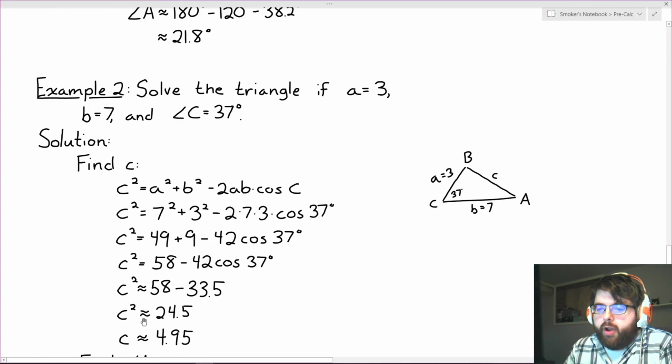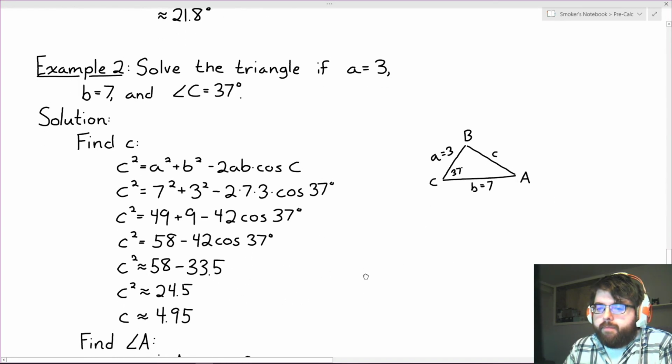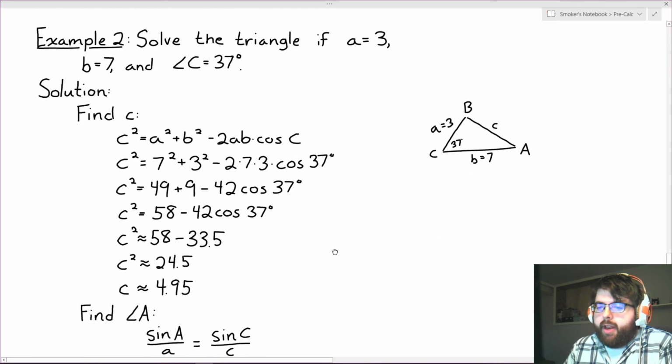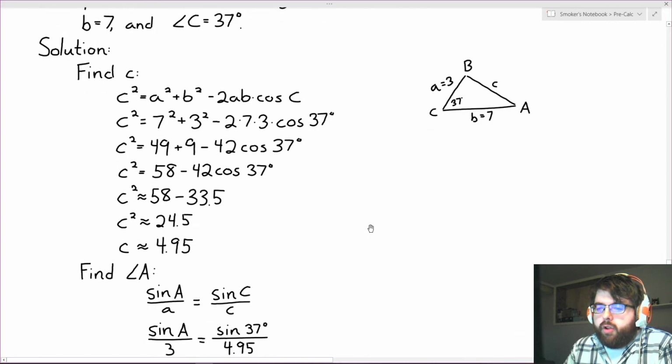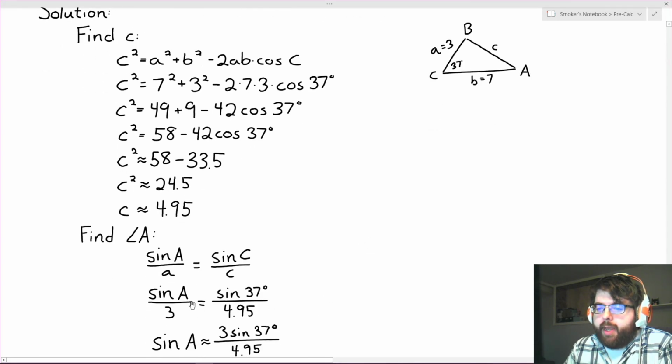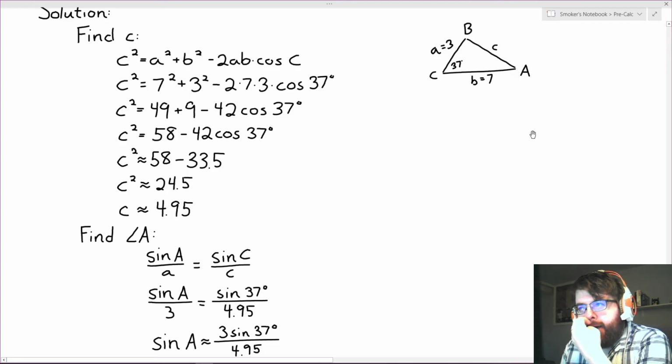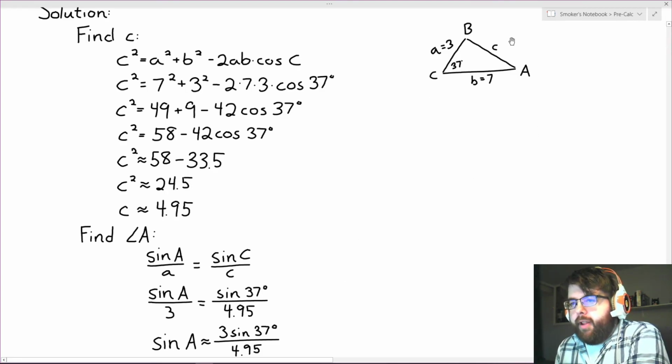Take the square root of that, 4.95. Now, you don't have to worry about the negative when you take the square root because distances can't be negative. And since you're finding a side, you're not doing sine inverse or cosine inverse, so you don't have to worry about two angles at all. So now that I have that side, even though it's approximated, I should have made this approximated right here, because as soon as you plug in something that's approximated, you should make the equal sign approximated.